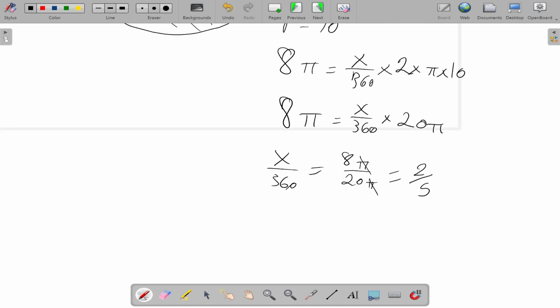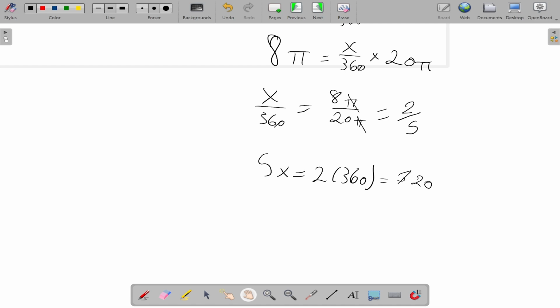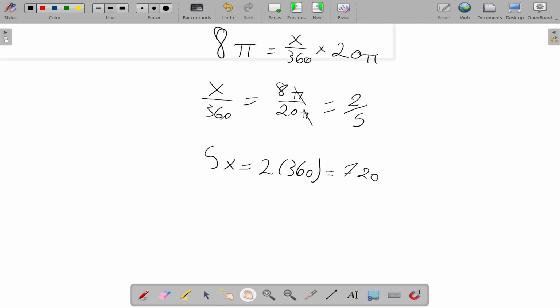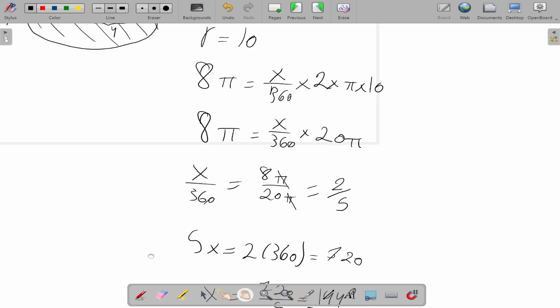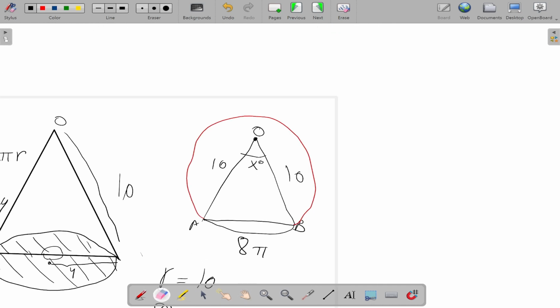Now we crisscross: 5x equals 2 times 360. 2 times 360 is equal to 720. So x is equal to 720 over 5, which gives me the angle to be 144 degrees. So now this is part A done. I can substitute 144 for my angle. 144 done. Okay, that's it.